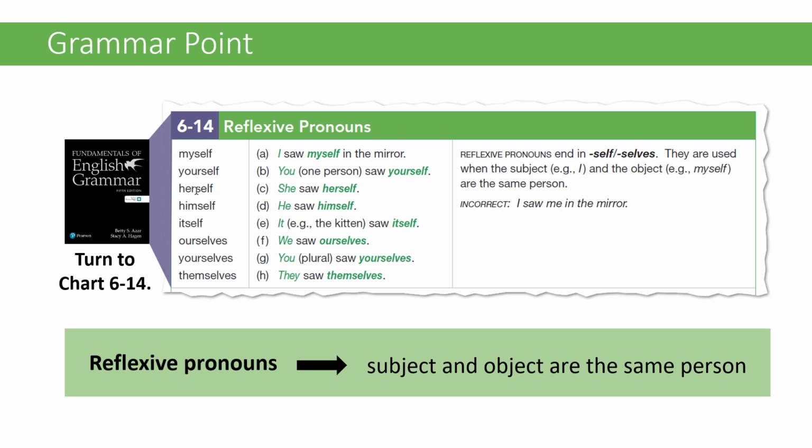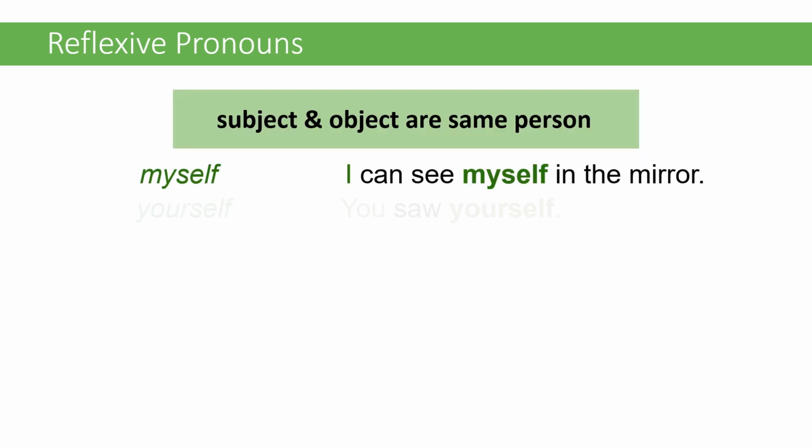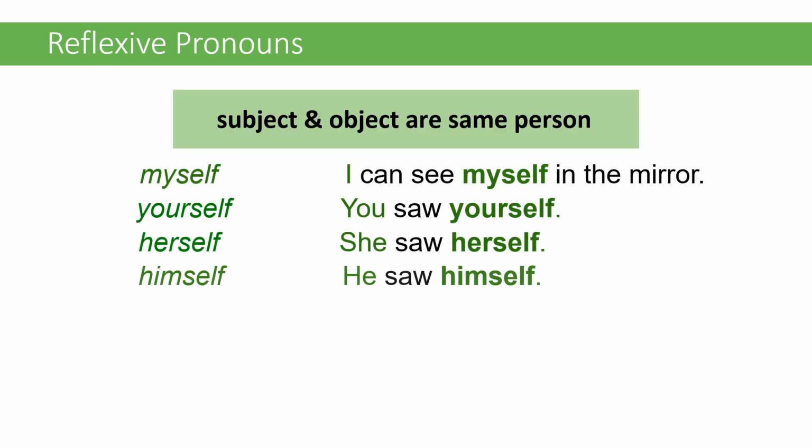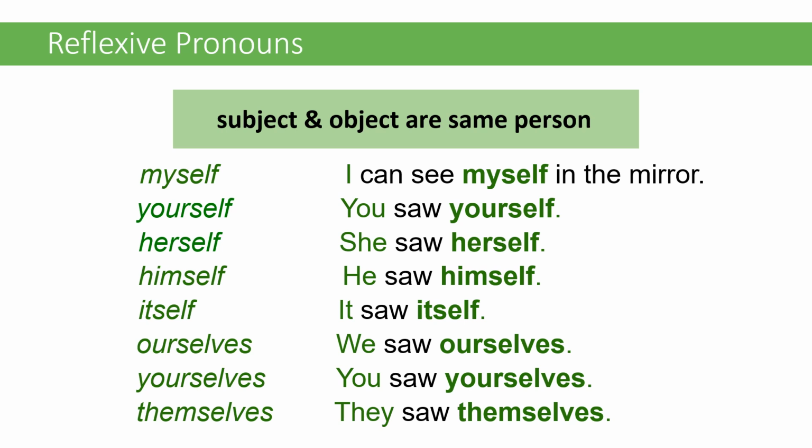Reflexive pronouns are used when the subject and the object are the same person. They are taking a picture of themselves. The subject they is the same as the object, so we use the reflexive pronoun themselves. Here are more examples. I can see myself in the mirror. You saw yourself. She saw herself. He saw himself. It saw itself. We saw ourselves. You saw yourselves. They saw themselves.